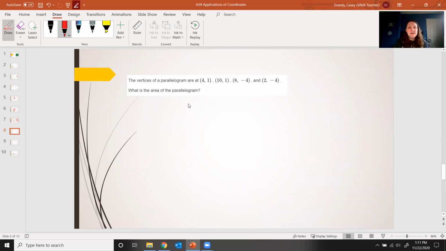The next example says the vertices of a parallelogram are at these 4 points. What's the area of the parallelogram? So let's sketch what this looks like.